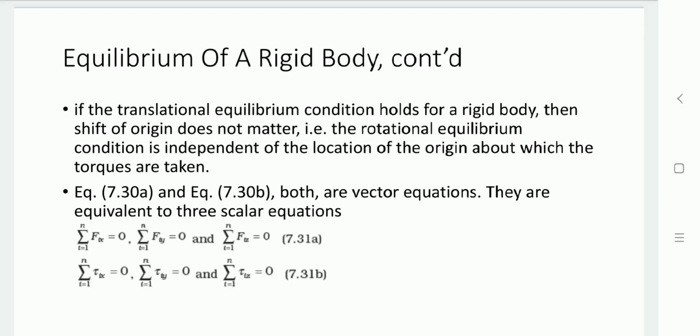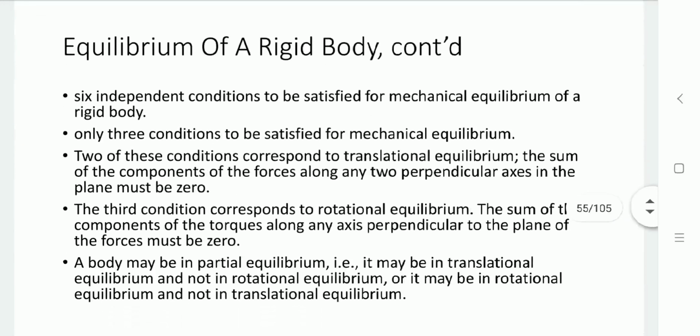So here these are vector quantities and can be written as scalar equations. Summation of Fix is 0, summation of Fiy is 0, summation of Fiz is 0. Likewise, summation of torque in x is 0, summation of torque in y is 0, and summation of torque in z is 0. So here we have 6 independent conditions that should be satisfied for the equilibrium of a rigid body. From that, if only 3 conditions are satisfied, it can be acceptable.